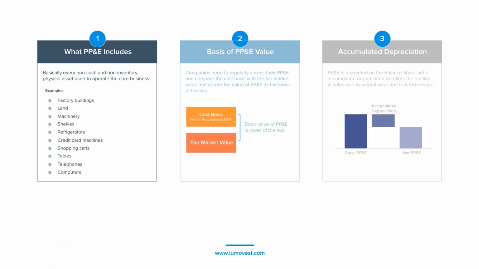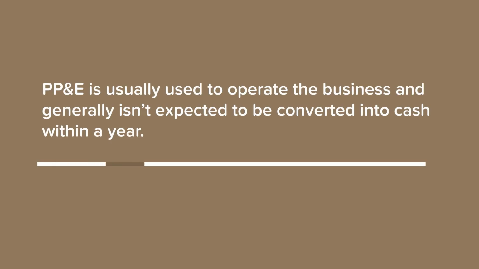So to summarize, the value of PP&E companies carry on their balance sheet is the historical cost net of accumulated depreciation to account for the wear and tear, and carried at the lower of that and fair market value. PP&E is usually used to operate the business and generally isn't expected to be converted into cash within a year. Therefore, it's a long-term asset.